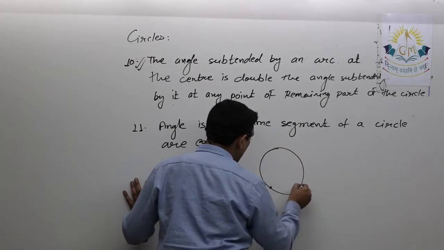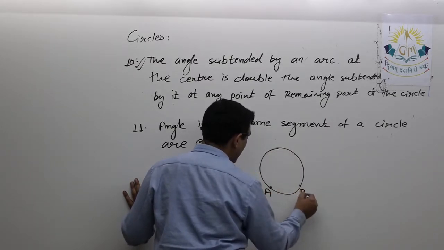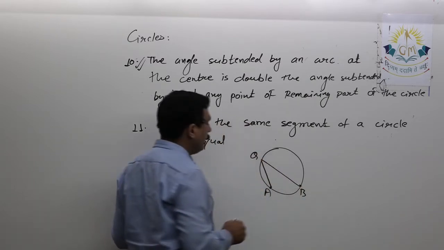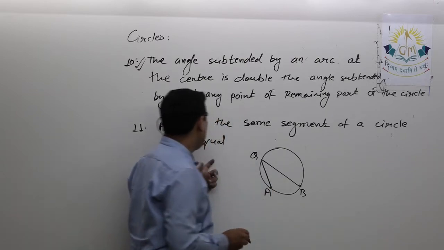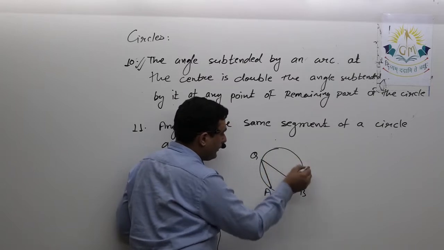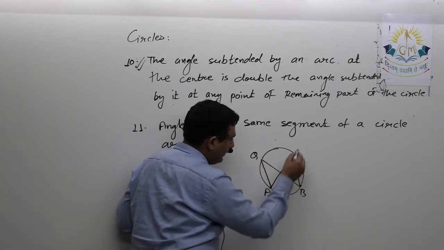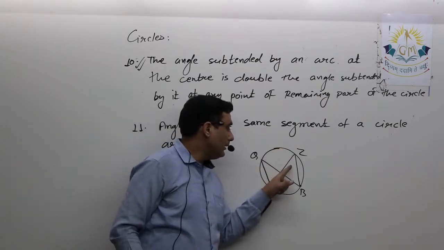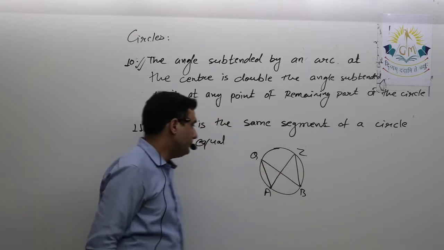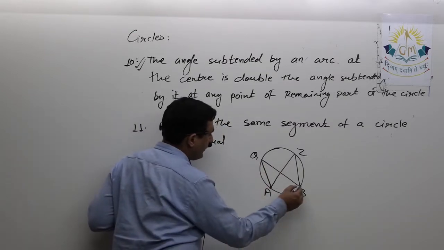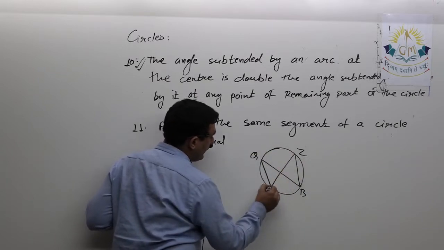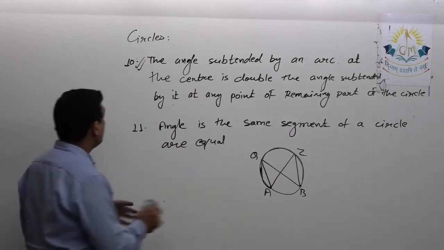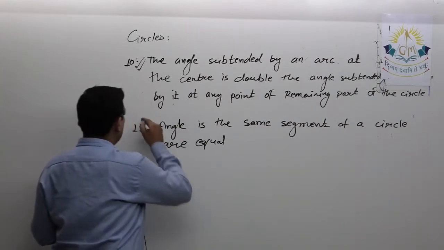Okay, same segment means suppose this is chord AB. This subtends angle Q at the major arc. When I say same segment, that means on the major segment, major part, and it also subtends an angle Z on the remaining part. So this angle AQB will be equal to this angle AZB, because these two angles are subtended by the chord AB at the same segment. Same segment, that means either on the major or in the minor. So these two theorems are very important.